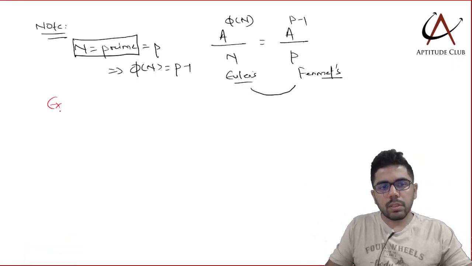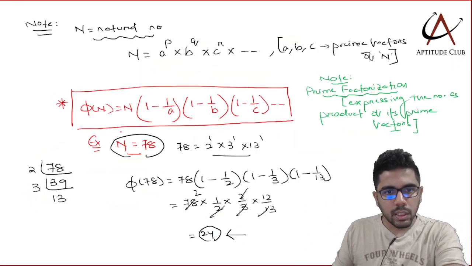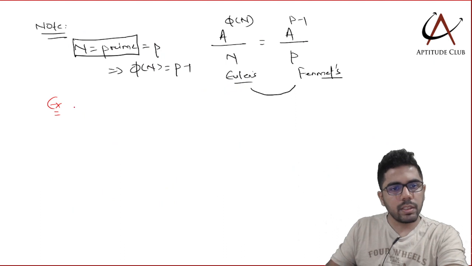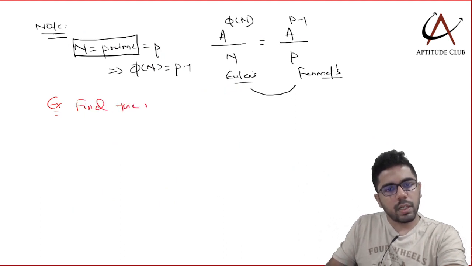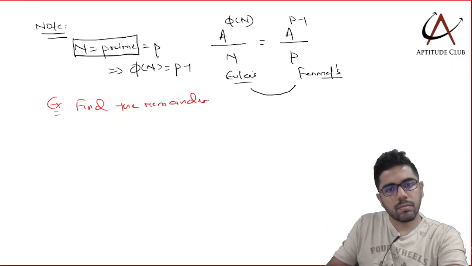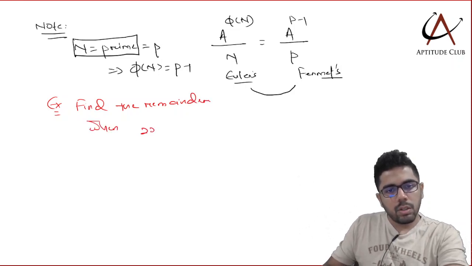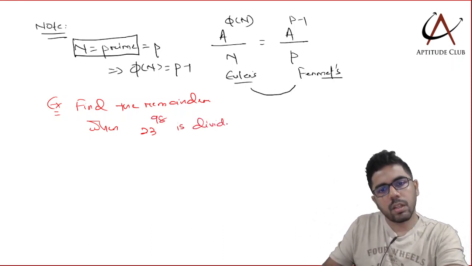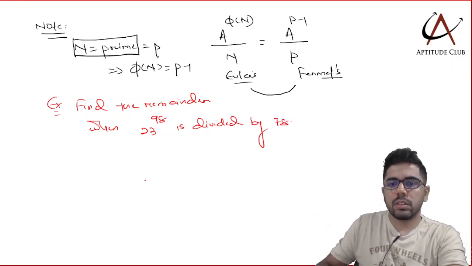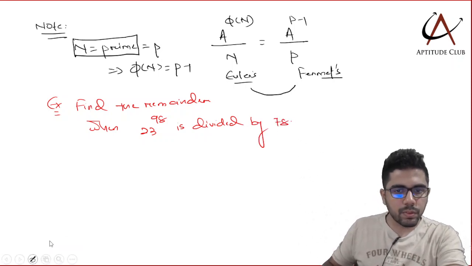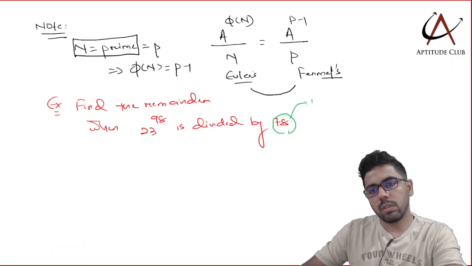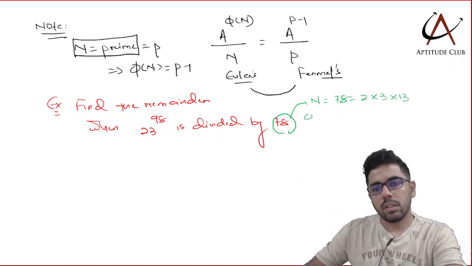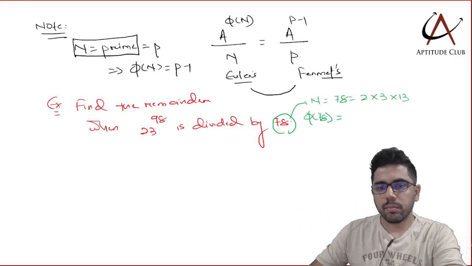और एक example देखते हैं. Let us say यहाँ पे मैंने 78 का निकाला 24, तो find the remainder when 23 to the power 98 is divided by 78. तो whenever you see the number, तुम्हारा first step है ये जो number है इसका phi of n निकालो. So n is 78 which is 2 into 3 into 13. तो phi of 78 कितना निकालो? हमने यहाँ पे निकाला था phi of 78 is 24.